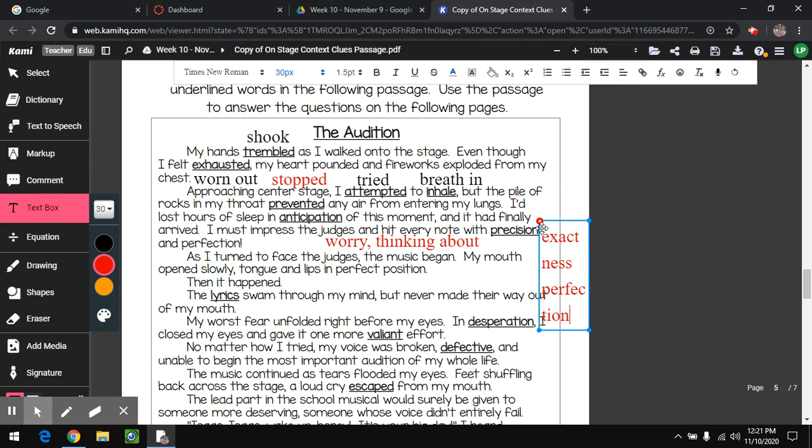And I'm going to move that in just a second. So that's what precision is, either one of those words. And of course, you're going to be writing yours smaller than I'm writing.